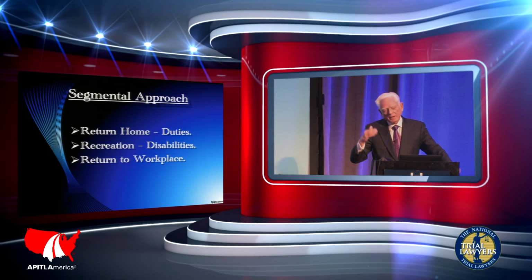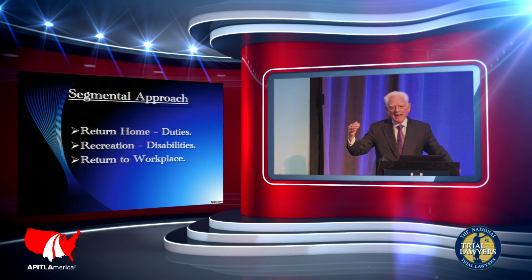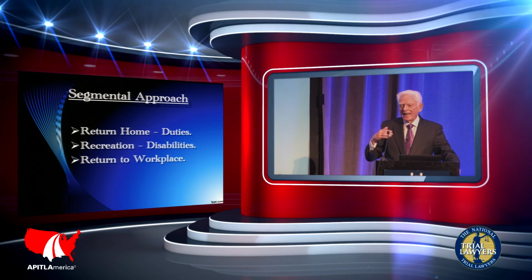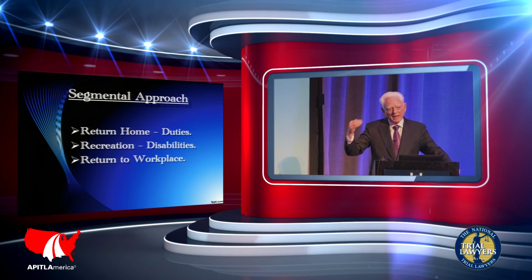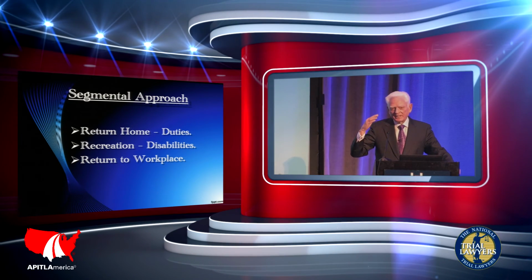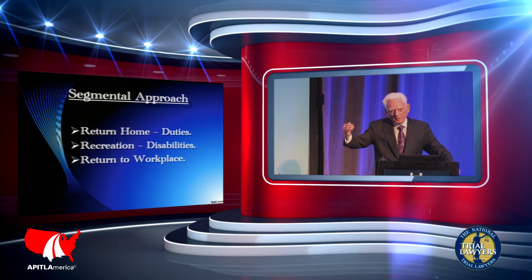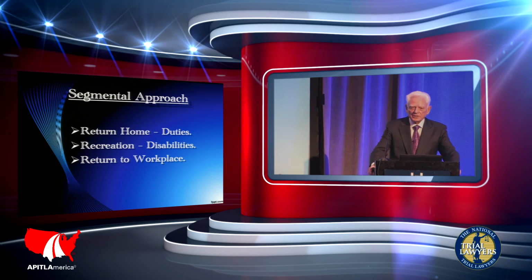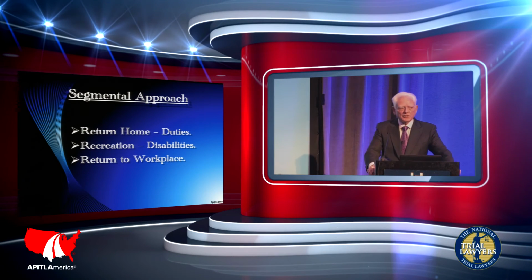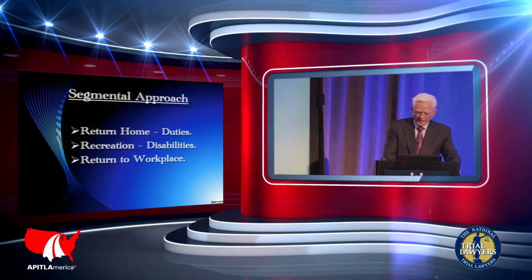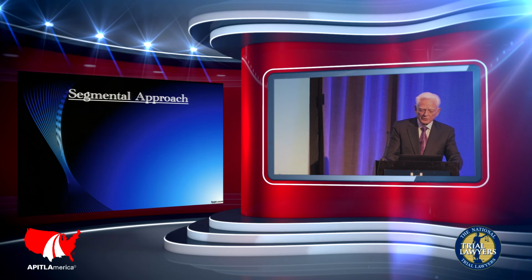You can be making more money now than you made before you were injured and still have damage to wage earning capacity. Don't ever miss that point. Wage earning capacity doesn't mean you're making less money. It means that you're making less money than you would have been capable of making had you not been injured. So don't just look at wage loss, look at damage to wage earning capacity. And then future damages.